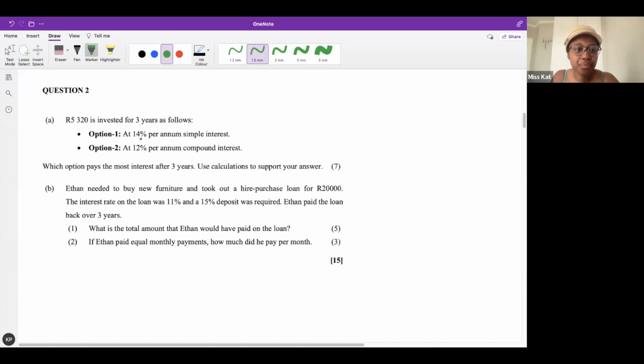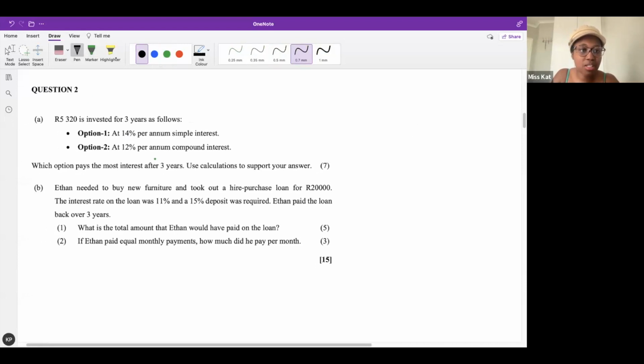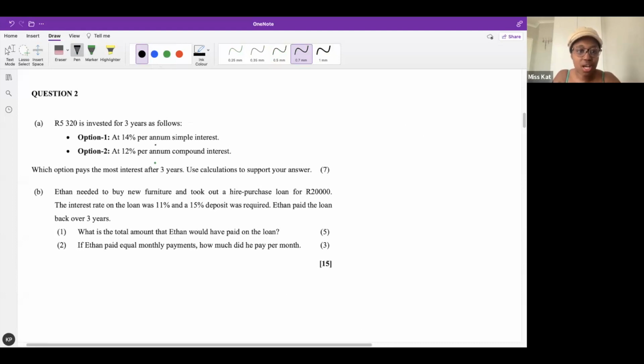Now, first, he has to pay a deposit. Okay, the deposit means that's the amount he pays in cash. Tell me from the information, what percentage is the deposit? What percentage does he pay in cash? Nice, Abu, 15%. So then you have to find out how much that is in amount, well, in money. So you're going to say 20,000 rands multiplied by 15%.